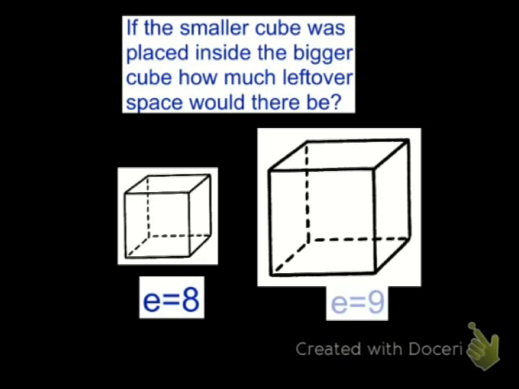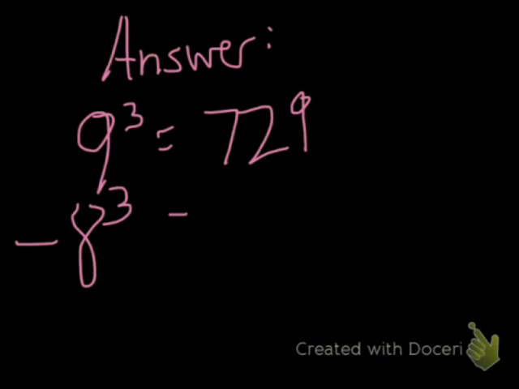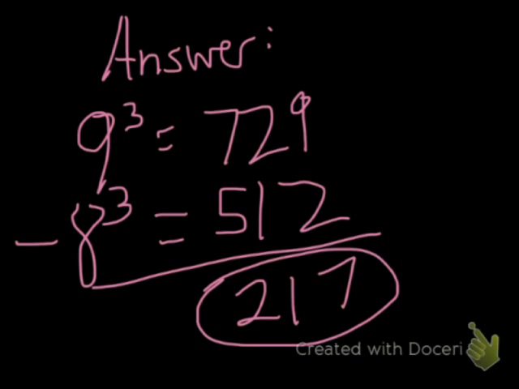Okay, so next example, guys. The smaller cube is placed inside the bigger cube. How much leftover space would there be? Well, the smaller cube has an edge size of 8, and the bigger cube has an edge size of 9. Oh, so now, your turn. Pause. Okay, that's enough time for you guys. So here's the answer. Well, 9 to the third is 729, and 8 to the third is 512. So you simply subtract those values, and you get 217. So 217 is our answer.